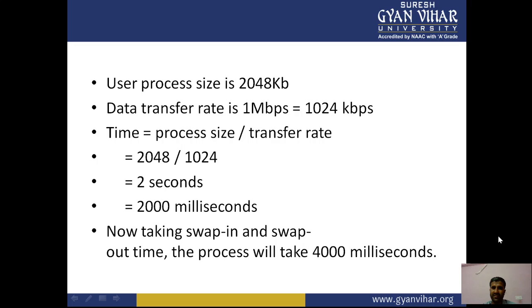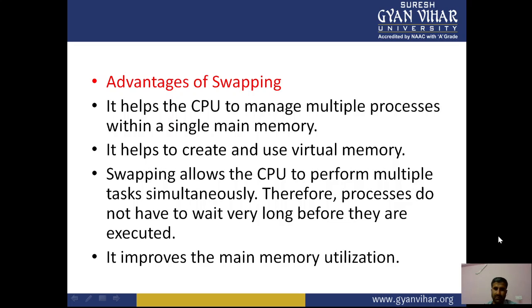So time is equal to process size upon transfer rate. The process size is 2048 and the transfer rate is 1 Mbps, which is 1024 kbps, right? So this is 2 seconds. Within 2 seconds it can be transferred, so we require 2000 milliseconds. Now taking swap in and swap out, the process will take 4000 milliseconds as well, right? So it's a very simple thing that we can easily use.